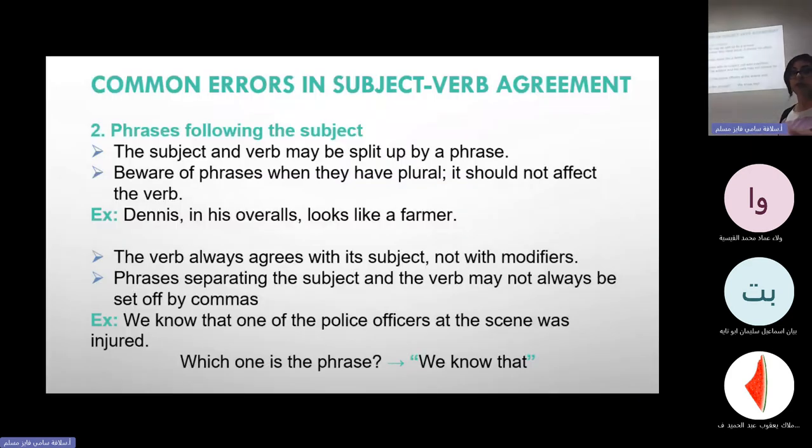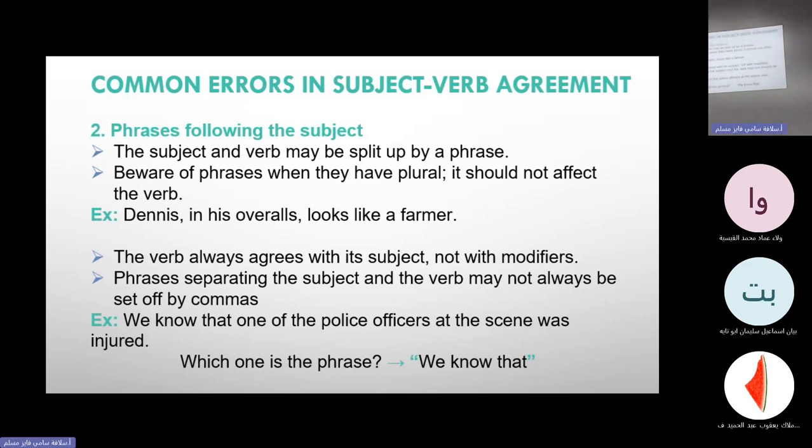Okay. The second type of errors in the subject-verb agreement are within the phrases following the subject. So we have the subject and verb that may be split up by a phrase. It is not necessary for the verb to come directly after the subject. We can split them up and put a phrase in between them.